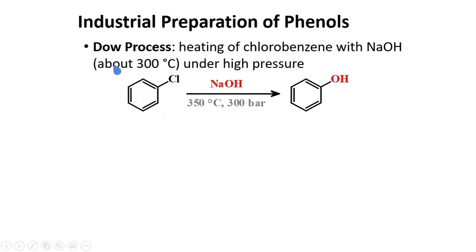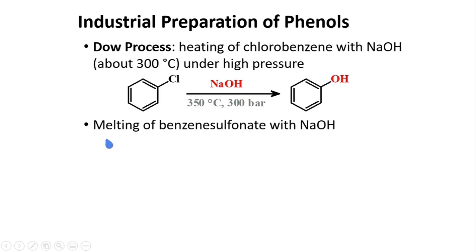How are phenols prepared? One of the most common methods of preparation of phenol is called the Dow process. It involves heating of chlorobenzene with sodium hydroxide under high pressure, and you will get a reaction in which your chlorine is substituted by a hydroxyl. The mechanism here is not nucleophilic aromatic substitution. If you are interested, several books in organic chemistry discuss that mechanism.